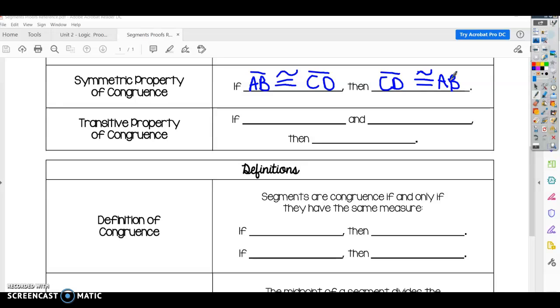All right, the next property is the transitive property of congruence. So if we have line segment AB is congruent to CD and CD is congruent to EF, then what does the transitive property say? The transitive property says that AB is also congruent to EF. If both of them are congruent to CD, then that means these also have to be congruent. So line segment AB is congruent to EF.